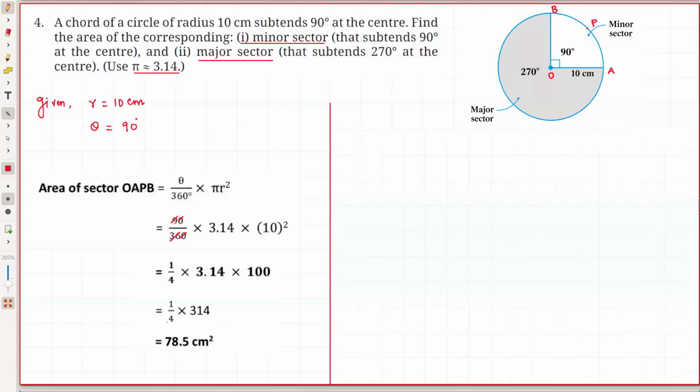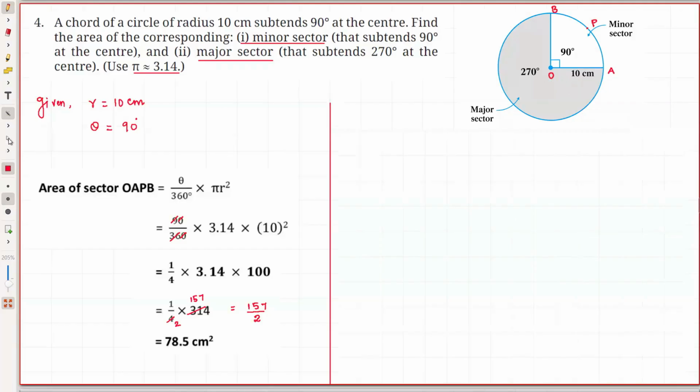First you can simplify with the 2 table. So we get 157 by 2. So the answer is 78.5 centimeters square. That is the area of the minor sector. Next we have to find the area of the major sector.